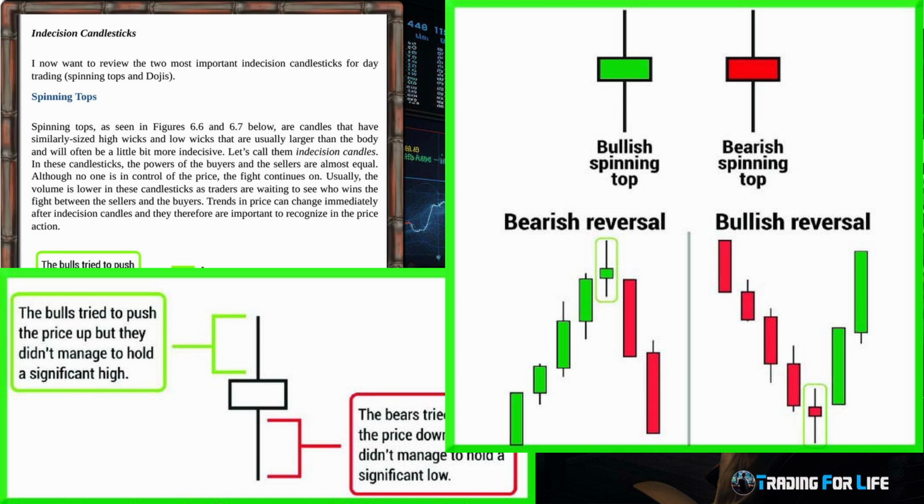In these candlesticks, the powers of the buyers and the sellers are almost equal, although no one is in control of the price. The fight continues on. Usually the volume is lower in these candlesticks, as traders are waiting to see who wins the fight between the sellers and the buyers. Trends in price can change immediately after indecision candles, and they therefore are important to recognize in the price action.